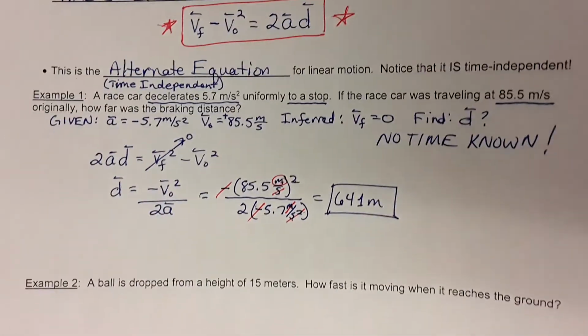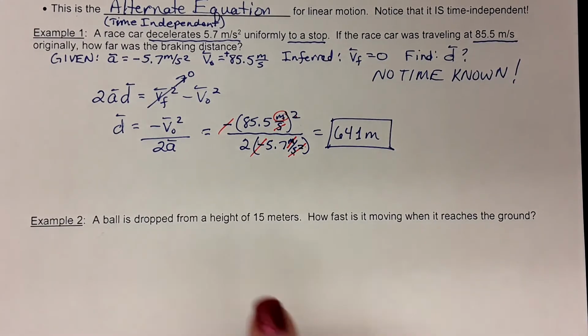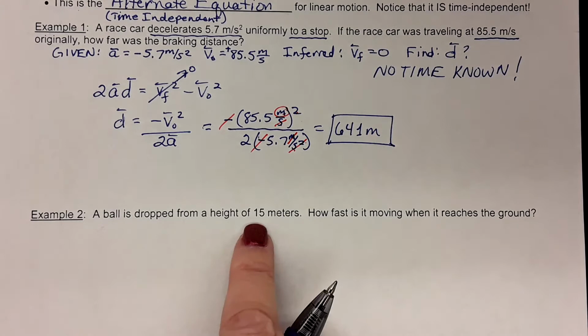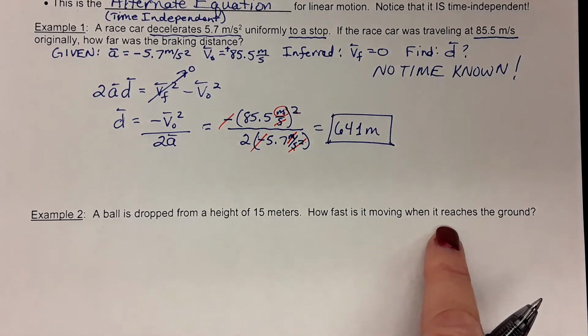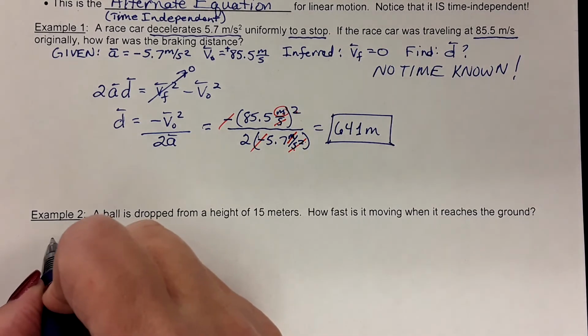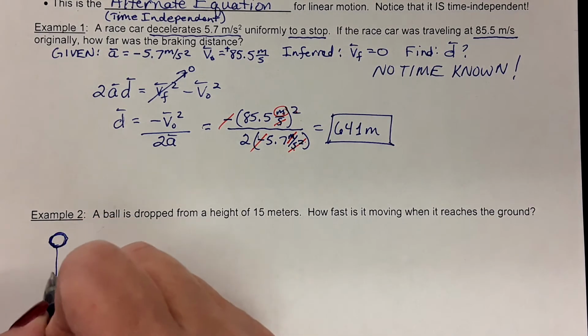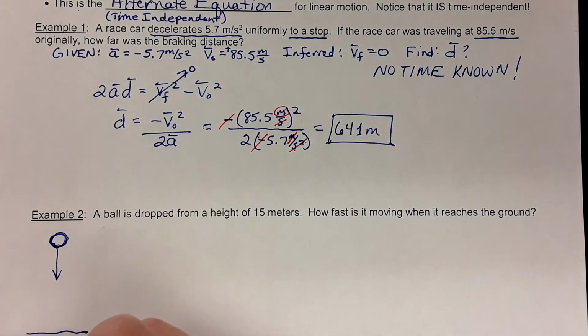Okay, let's look at another example real quick. We have a ball dropped from a height of 15 meters. How fast is it moving when it reaches the ground? Okay, let's take a look. We're going to drop a ball. Here's, balls are round, duh. We're going to drop it down to the ground, okay? How fast is it moving when it reaches the ground? So we want to find the final velocity just as it strikes the ground.